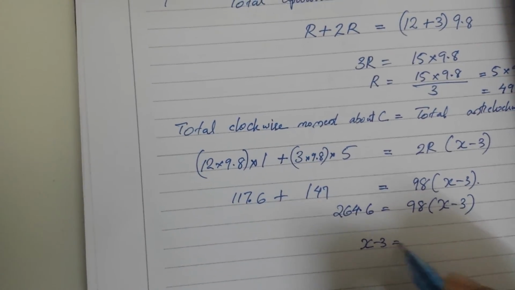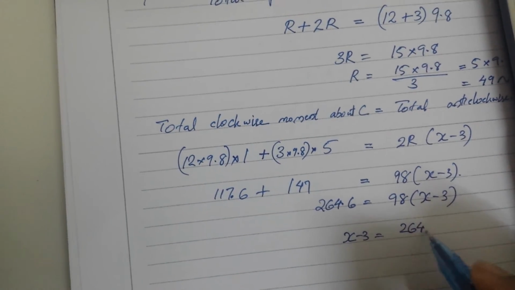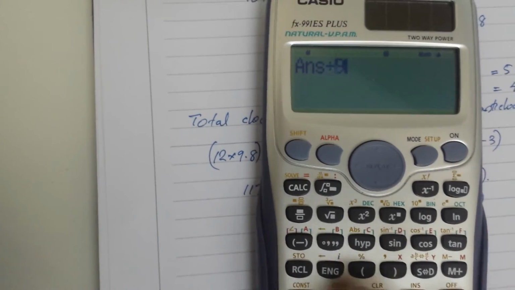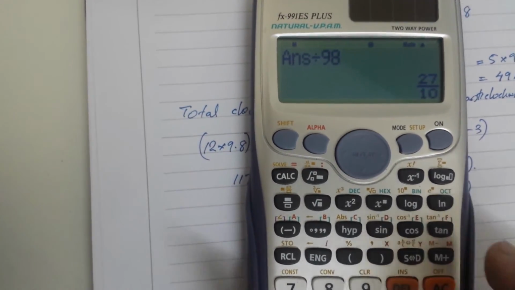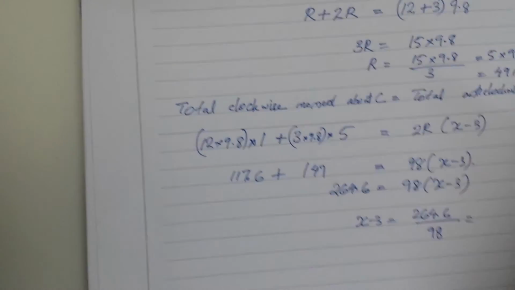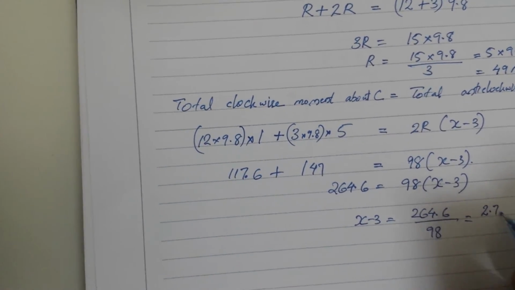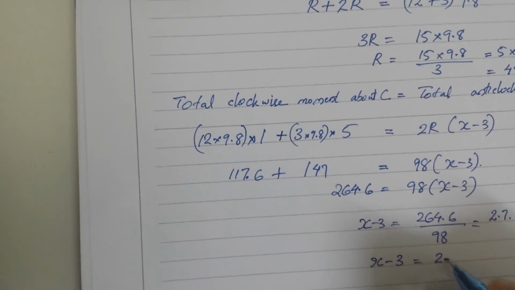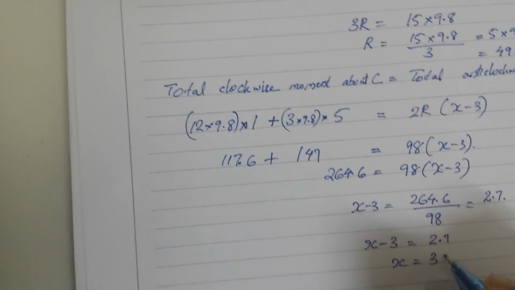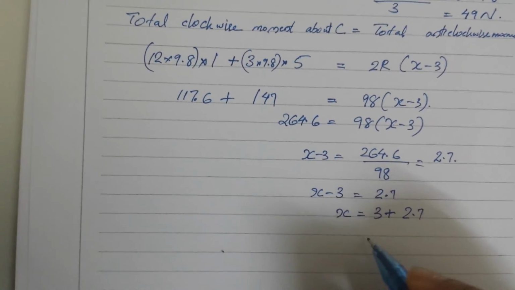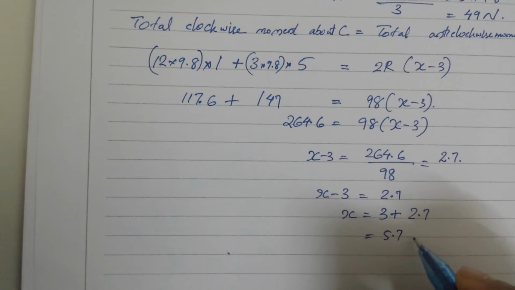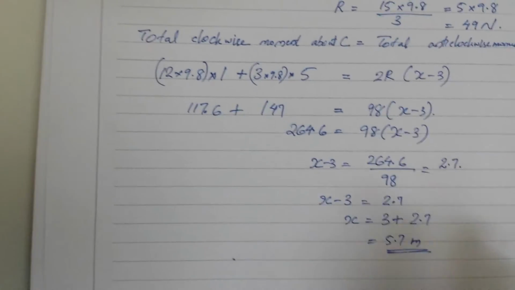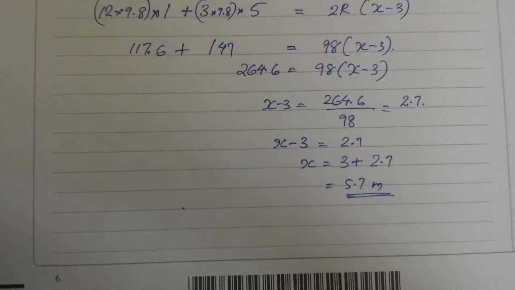So x minus 3 is equal to 264.6 divided by 98, which is 2.7. So we got x minus 3 is equal to 2.7, x is equal to 3 plus 2.7, which is 5.7. All others are in meters, so this is in meters. So this is the answer for x.